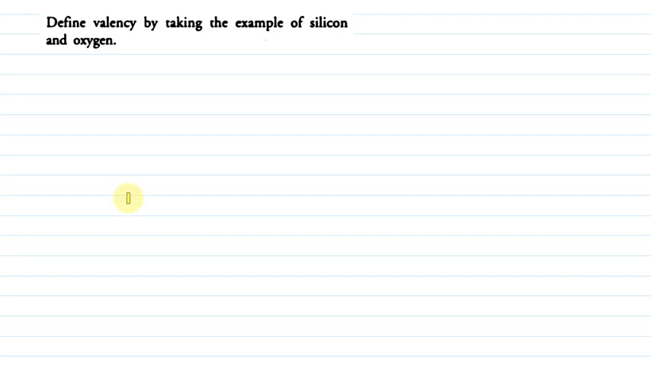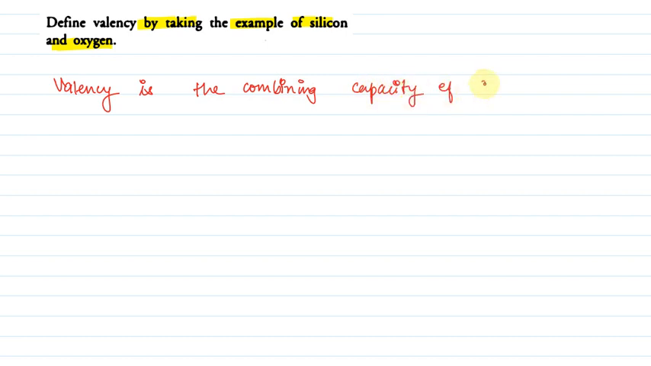Hello everyone, I am the teacher for this question, and the question is: define valency by taking an example of silicon and oxygen. So हमें valency को define करना है by taking example of silicon and oxygen. So we know that valency is the combining capacity of an element. Okay, now we have silicon with atomic number 14 and we have oxygen with atomic number 8.